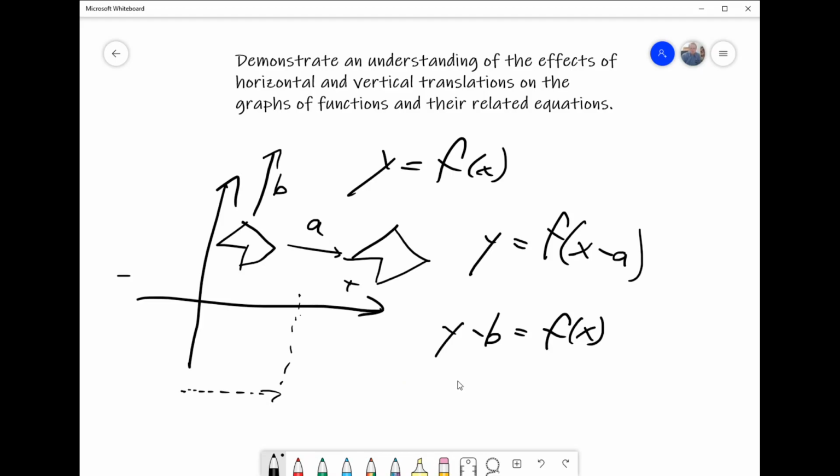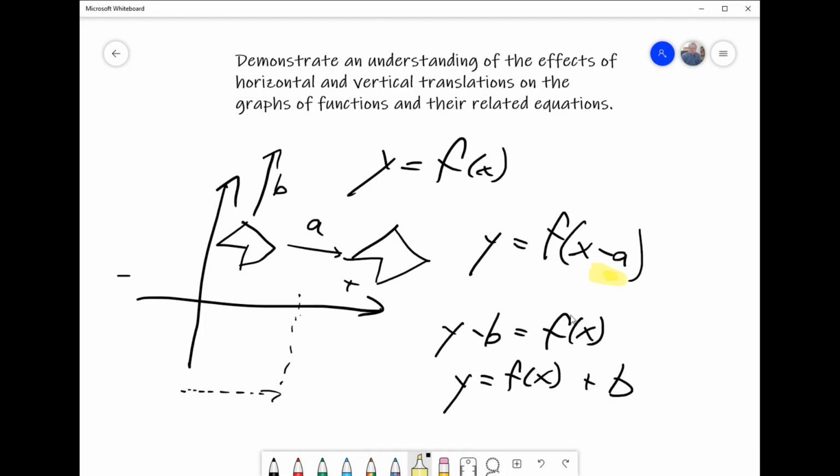We get a little bit of confusion because our instinct is to keep y isolated. So it's not uncommon to see it with a plus b on the right-hand side of the equation instead of the minus b on the left. But that is something that we'll just practice and get used to. But these are the two fundamental concepts.